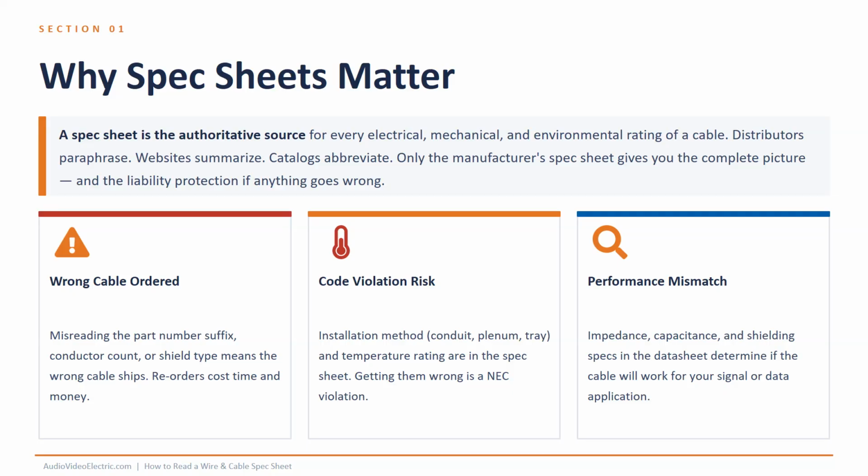Installation method and temperature rating are in the spec sheet. Getting them wrong is a NEC violation. Impedance, capacitance, and shielding specs determine if the cable will work for your signal or data application.